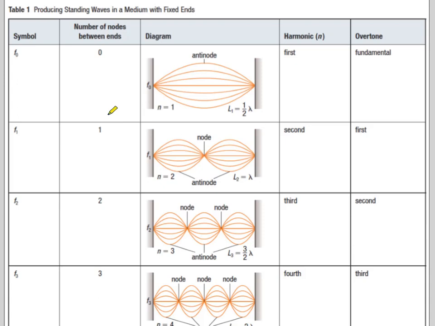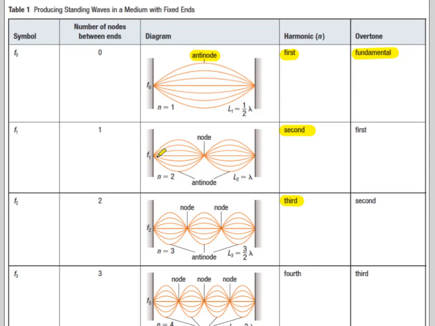Okay, so as you saw in the Slinky demo, we saw a couple of different shapes. And again, this is our number of nodes between the ends. So you'll see there are no nodes. It's just an antinode. We call this our first harmonic or our fundamental. We said we are not going to worry about overtones. I'm just going to call this first, and that's all I'm going to talk about. So this is n equals 1 right here. Next one would be our second harmonic, so this is n equals 2. Third harmonic, n equals 3. Fourth, n equals 4. Make sense?